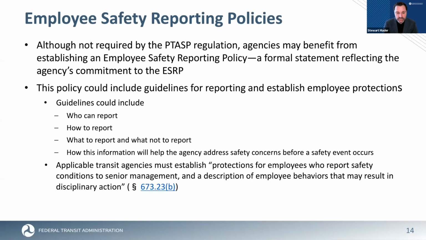establishing employee protections. And those guidelines can include things like who can report, how to report, what types of concerns to report, what not to report, and how submitted information will help the agency address safety concerns before a safety event occurs. This is also an opportunity to establish the required protections for employees who report safety concerns to senior management, and an opportunity to describe the behaviors that are not protected.